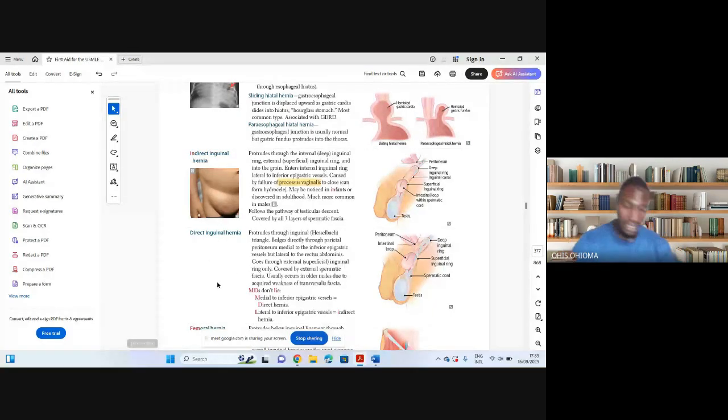Does it occur medially or laterally? That's what is tested in the exam. And this tends to occur more in the elderly. Direct occurs more in the elderly, as against indirect that occurs more in children.